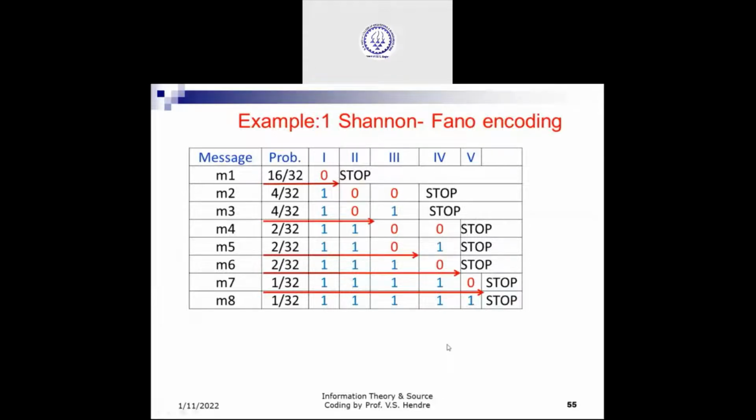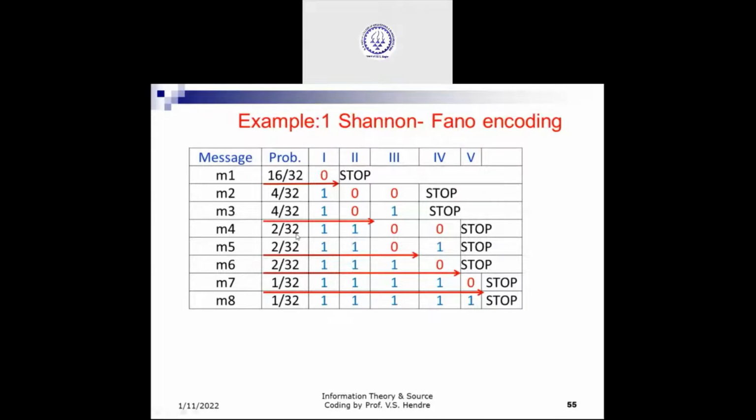I hope the things are clear to you. Once again, I will repeat the steps. Step number 1, arrange all the probabilities in descending order. Step number 2, divide the symbols into two groups with approximately equal sum for the upper part and for the lower part.